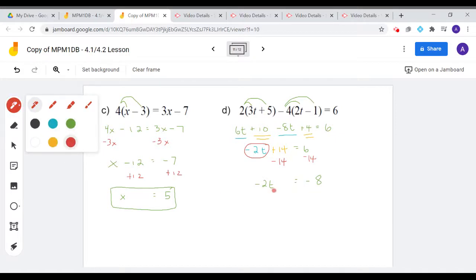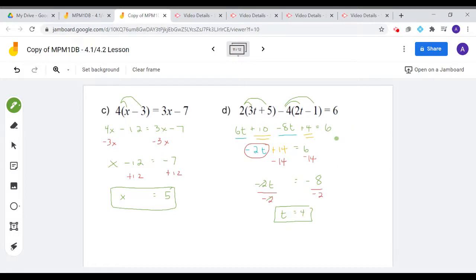And if I'm trying to get t by itself, right now t is being multiplied by -2. So I have to do the opposite of multiplying by -2, which is dividing by -2. And if I do it to the left-hand side, I have to do it to the right-hand side as well. So if I divide both sides by -2, on the left-hand side, I get just 1t. I don't have to write the 1. It's invisible. And on the right-hand side, I get -8 divided by -2, which is 4. So t equals 4.